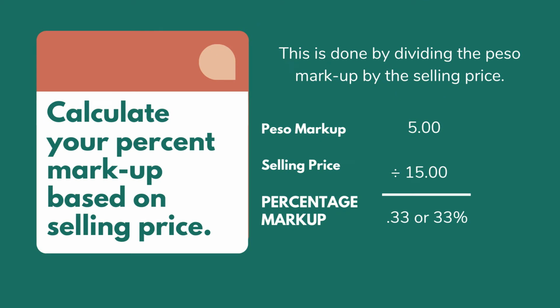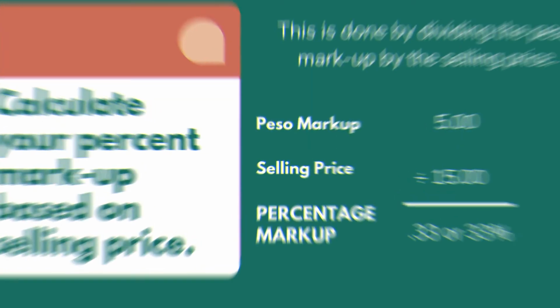Calculate your percent markup based on selling price. This is done by dividing the peso markup by the selling price. For our example, peso markup is 5 pesos divided by the selling price, 15 pesos. Now, your percentage markup is 0.33 or 33%.